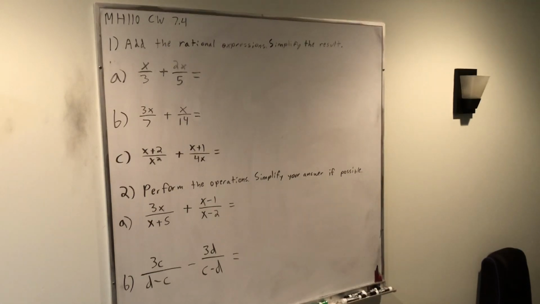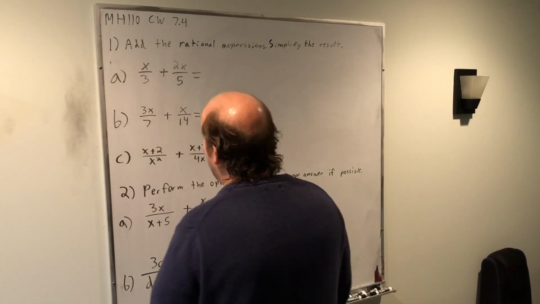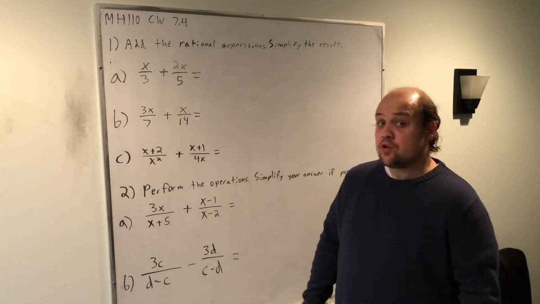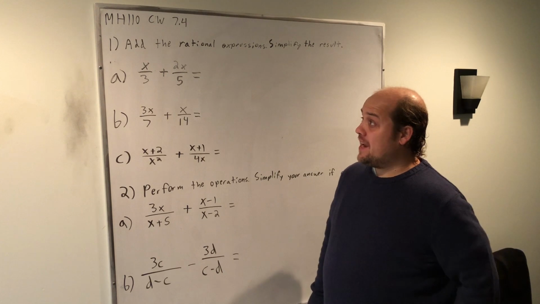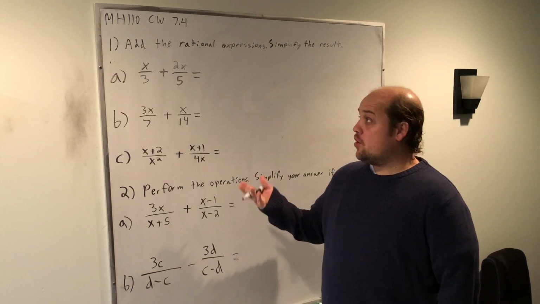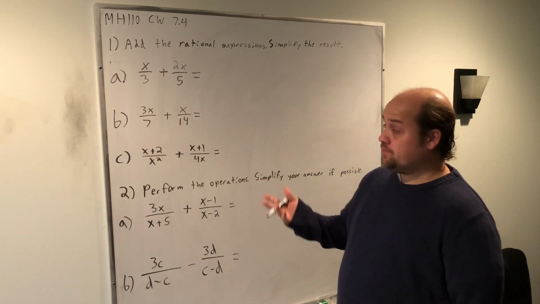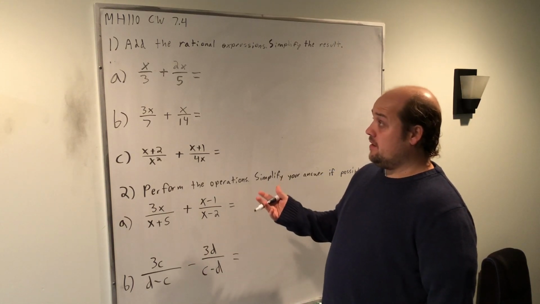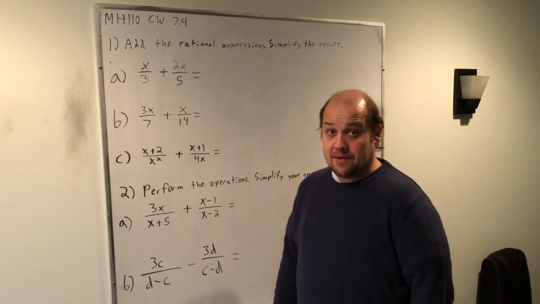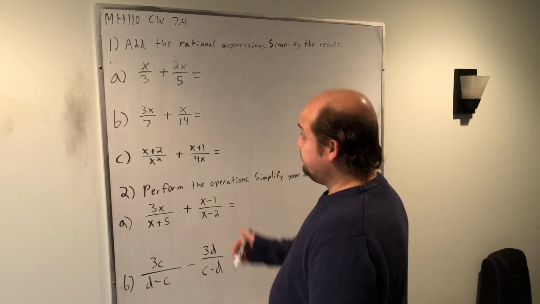Our goal in this classwork is to combine things that are not over common denominators. So the first thing we're going to have to do is figure out what the common denominator is going to be, and then we're going to have to create equivalent expressions from what we have by multiplying by something over itself. Then we can combine the things once they're over a common denominator and simplify.